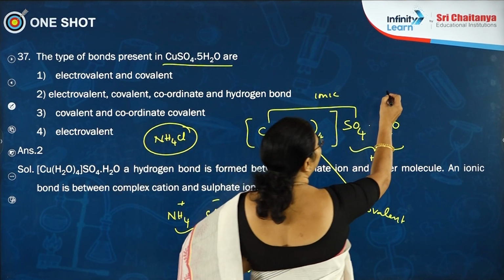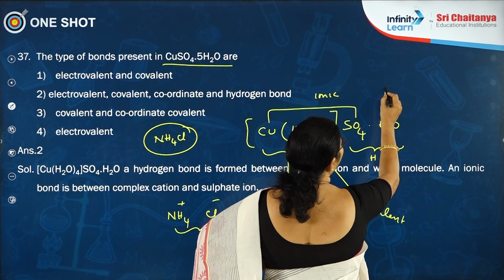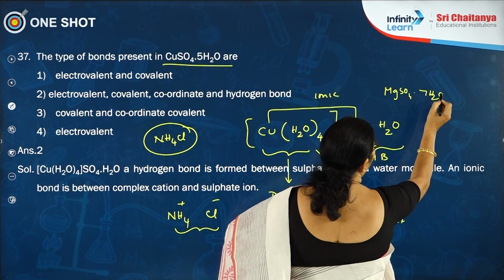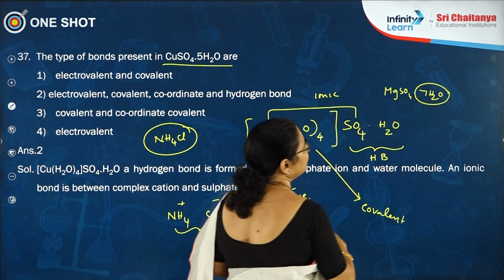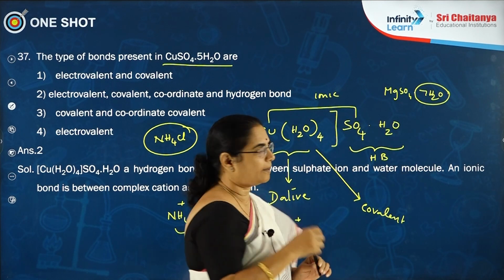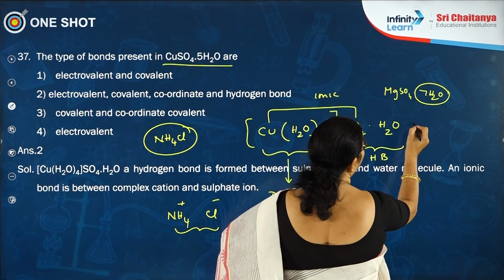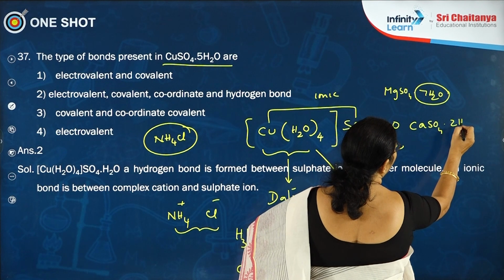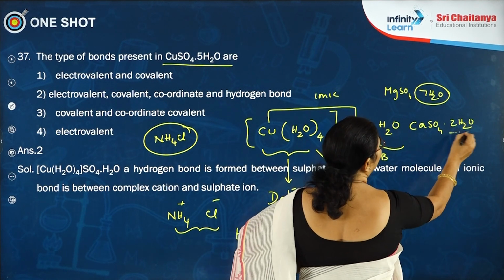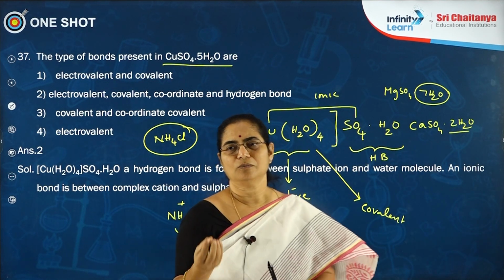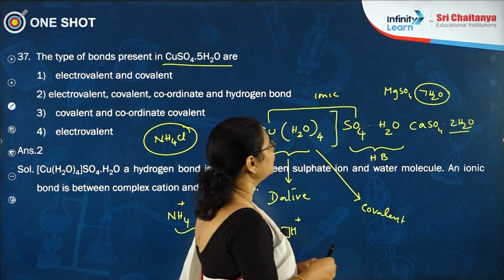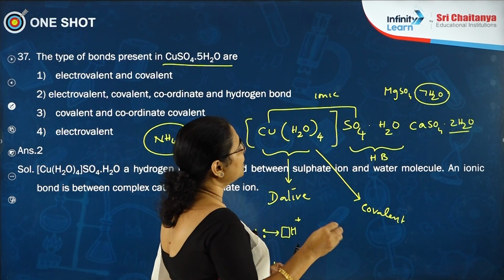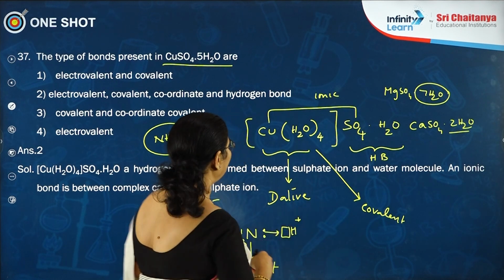Children, listen. Whenever an odd number of water molecules are there, like MgSO4 dot 7H2O, one hydrogen bond is there. For example, if you take CaSO4 dot 2H2O, gypsum, with an even number of water molecules, whenever 2, 4, 6 water molecules are present, no hydrogen bond is there. Only in odd water molecule containing compounds, one bond is a hydrogen bond.